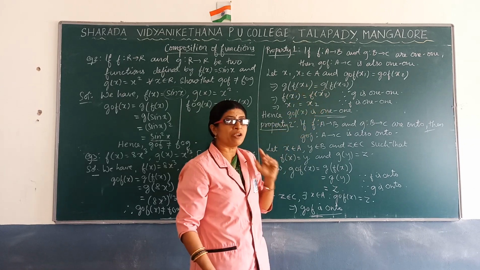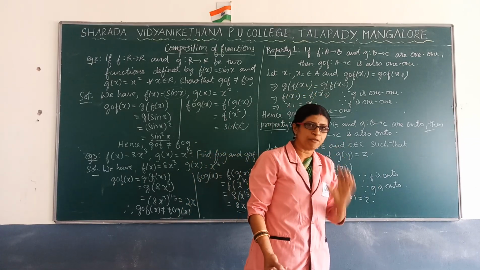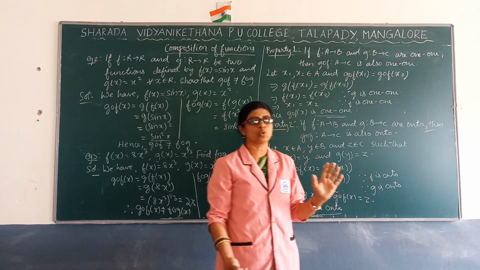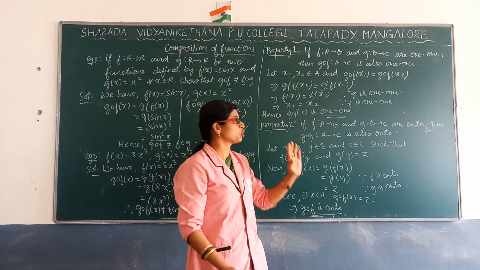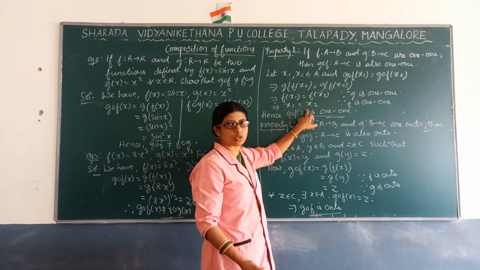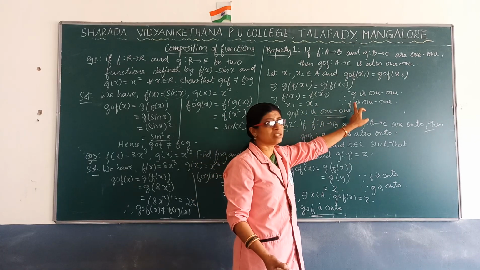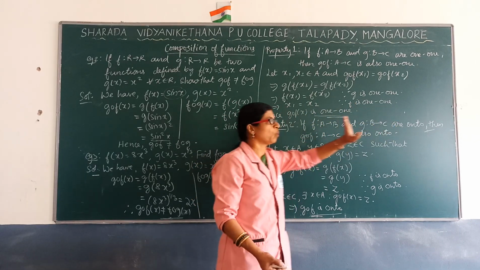So what does it mean? f is 1-1 means what? If f of x1 is equal to f of x2, x1 should be equal to x2. So x1 is equal to x2. Write the reason. What is the reason here? f is also 1-1.